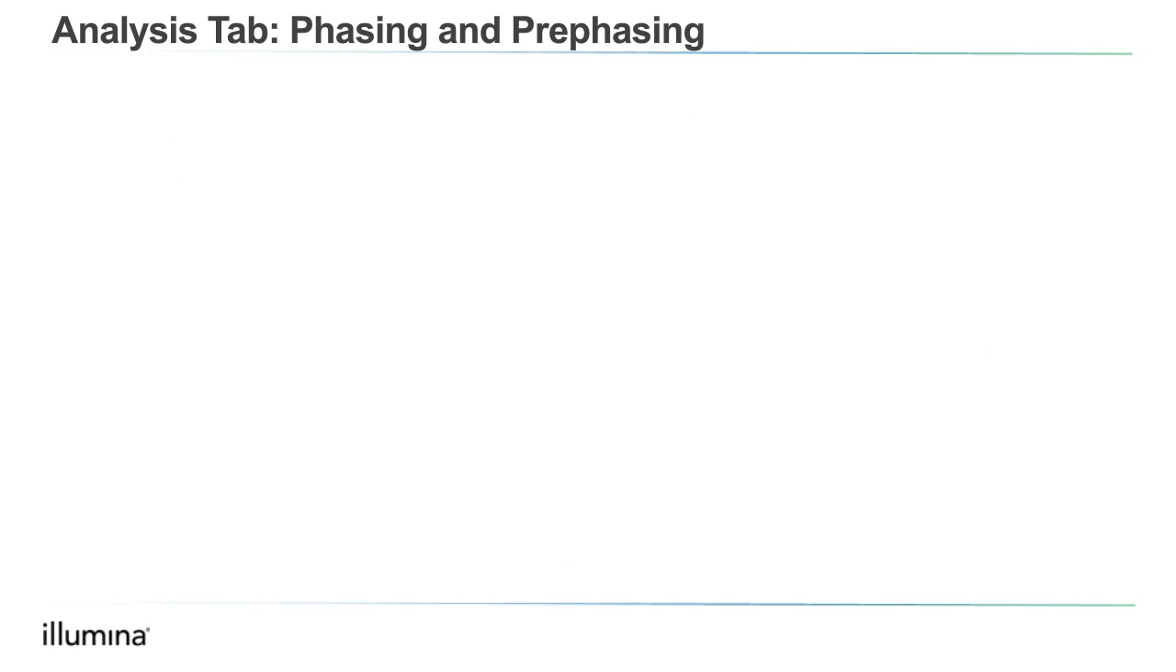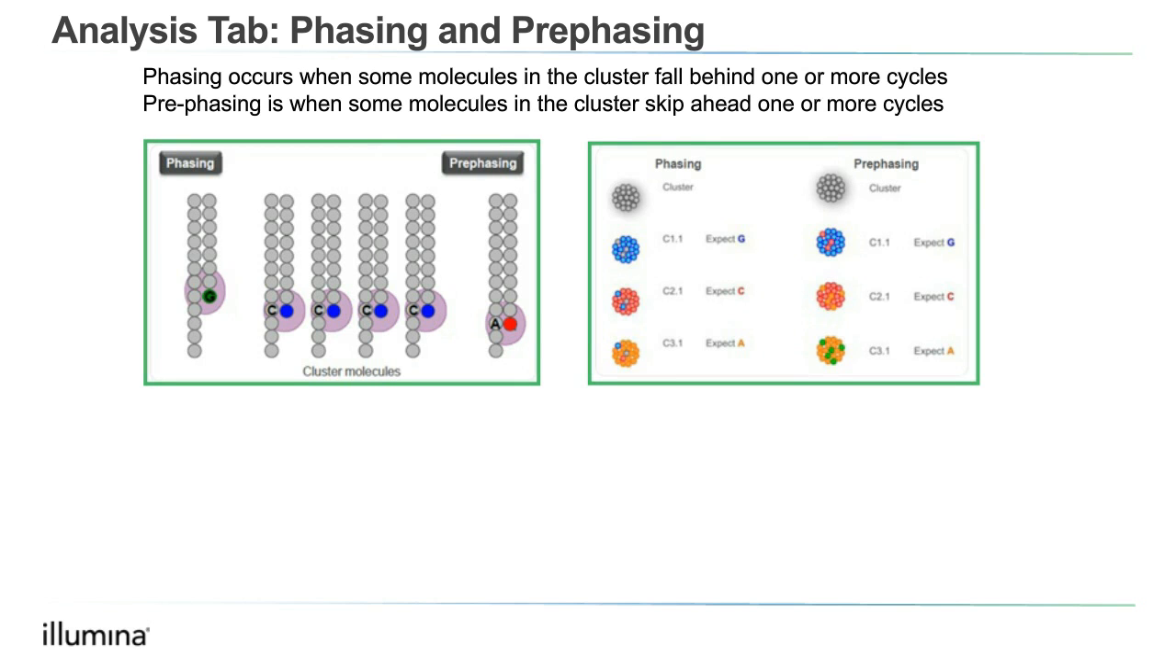The phasing and prephasing values are used to determine how good the chemistry was. Phasing is when molecules in the clusters are behind a cycle, and prephasing is when molecules in the cluster are ahead of cycle. There are 2 ways to visualize phasing and prephasing. In the majority of clusters, the C base is being called. In phasing, the base G from the previous cycle is being called, and in prephasing, the base A from the following cycle is being called.